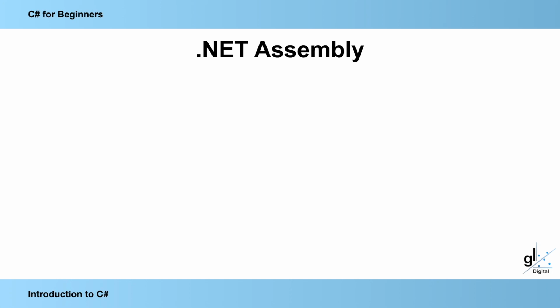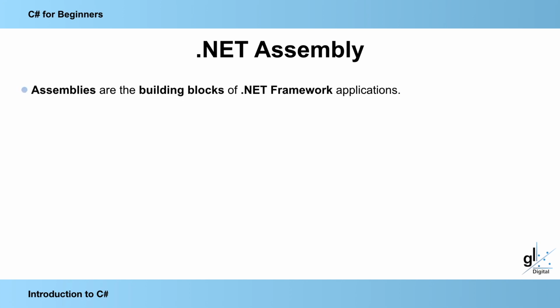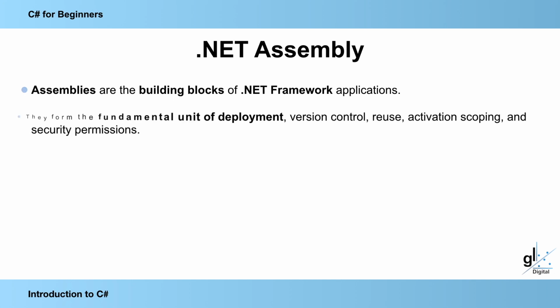I want to give a broad overview of what a .NET assembly is. So what is an assembly? This definition comes from a Microsoft Docs web page. I've included the URL for this web page in the description below. Assemblies are the building blocks of .NET Framework applications. They form the fundamental unit of deployment, version control, reuse, activation scoping, and security permissions.